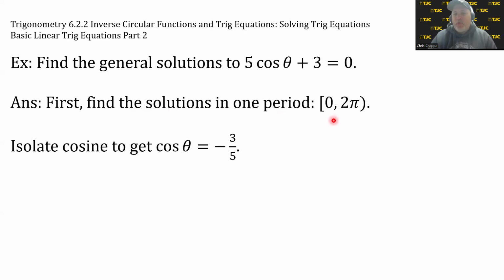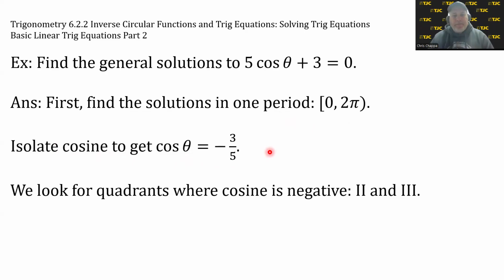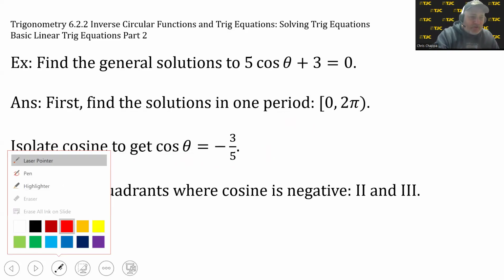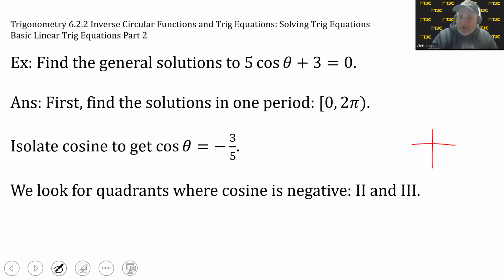First, we'll find the solutions in one period, 0 to 2 pi. If we isolate cosine, we get cosine of theta equals negative 3/5. Subtract 3 from both sides, then divide both sides by 5. We look for quadrants where cosine is negative. That would be quadrants 2 and 3. Again, when you're looking for the quadrants, don't forget this. That was supposed to be a C down there. We want to know where cosine is negative, so let's cross out where it's positive. And that leaves us quadrants 2 and 3.